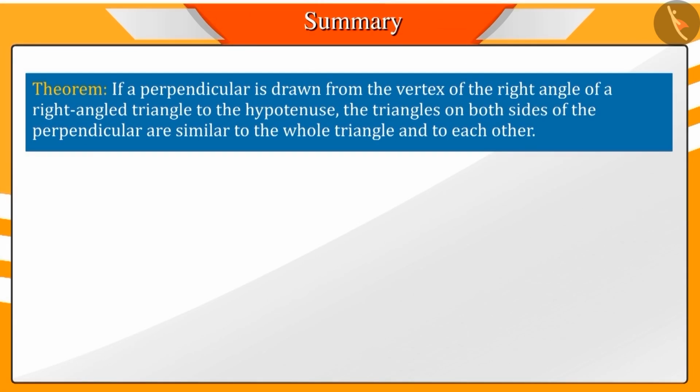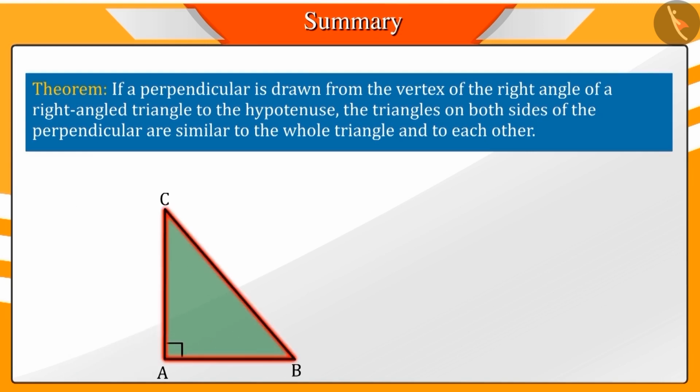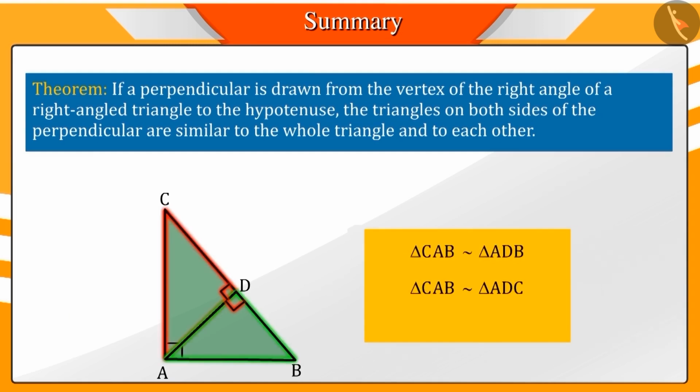In this video, we learned that if a perpendicular is dropped on the hypotenuse from the right-angled vertex of a right-angled triangle, then the triangles on either side of this perpendicular are similar to each other.